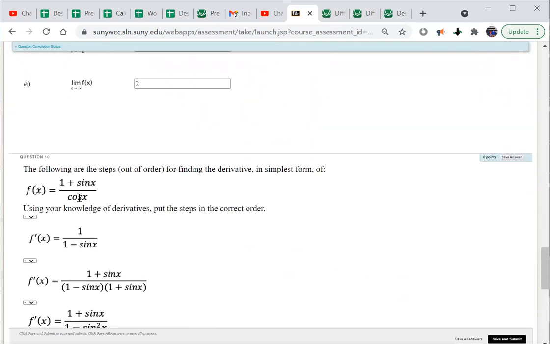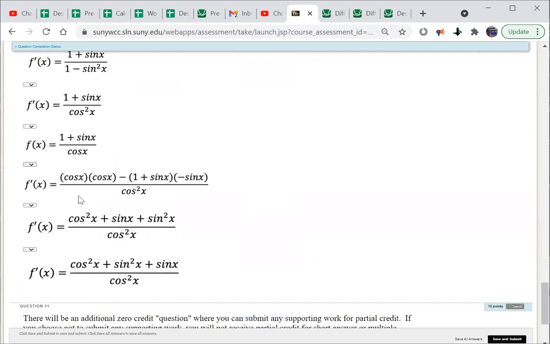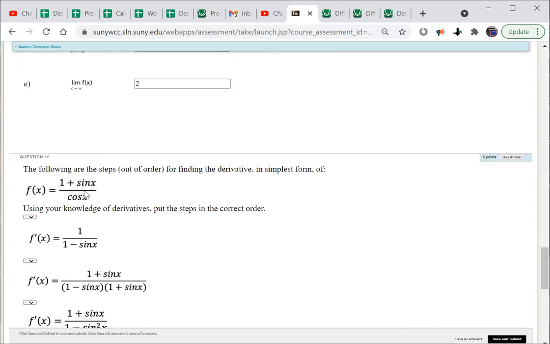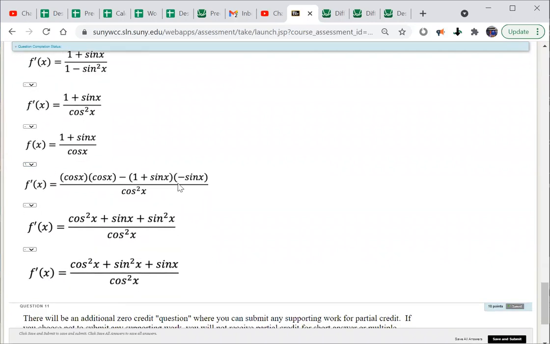So low is cosine, d high would also be cosine. So just keeping that in mind, I know the bottom has to have a cosine squared. So I'm looking for something that has cosine times cosine and then a cosine squared on the bottom. Oh, there we go. That would be step 1. All right. And then you could see this would be the high. And then, doing a lot of scrolling back and forth, the d low, the derivative of the denominator, is negative sine. So it all kind of cleans itself up.